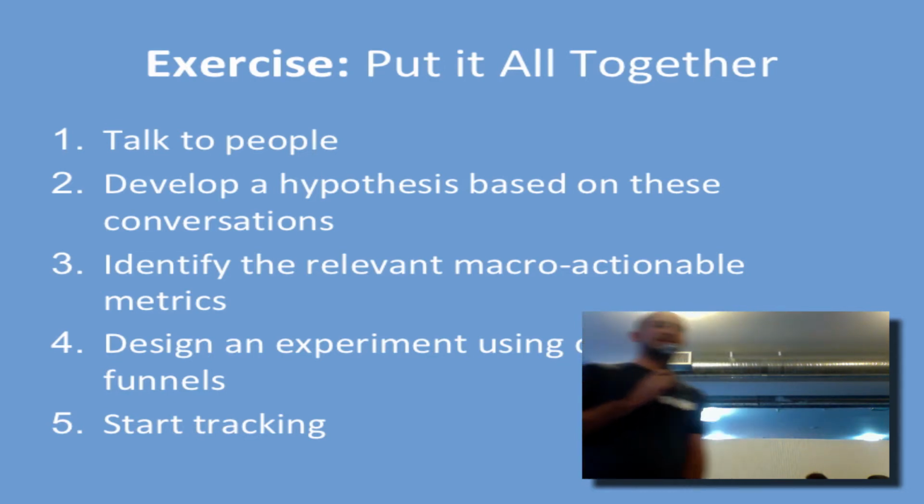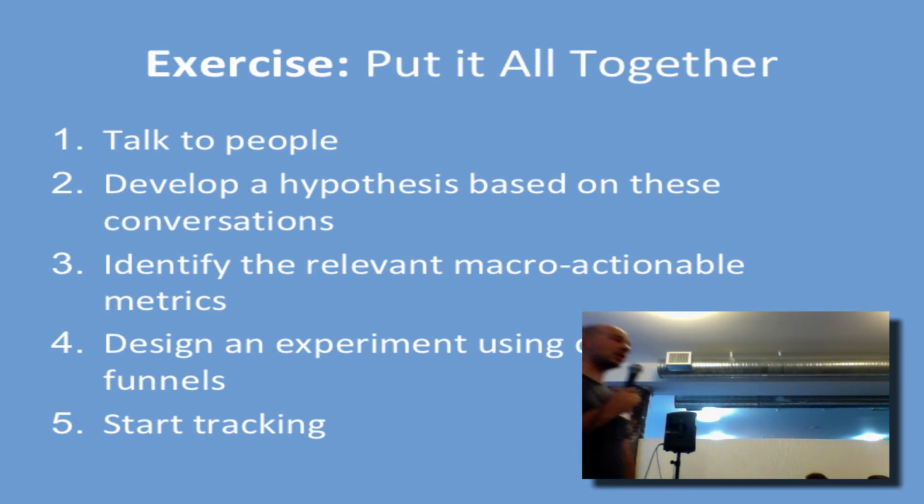So here's an exercise. Talk to some people. Choose the method you want to use, whether it's a usability test, if that makes sense, or an interview. And based on those, develop a hypothesis. You're going to learn so much stuff. Just choose the one most important thing you could possibly change on your website or whatever it is. And identify the relevant macro metric that's related to that. And now design an experiment using cohorts or funnels or A/B testing. Or you could just do another round of usability testing if that's still where you're at.